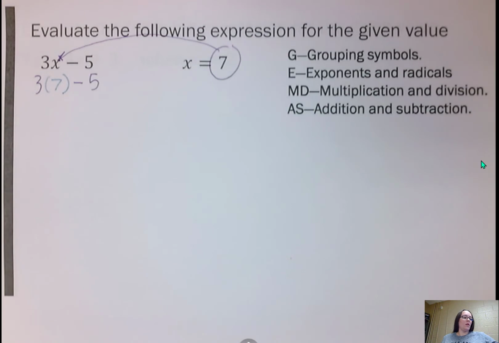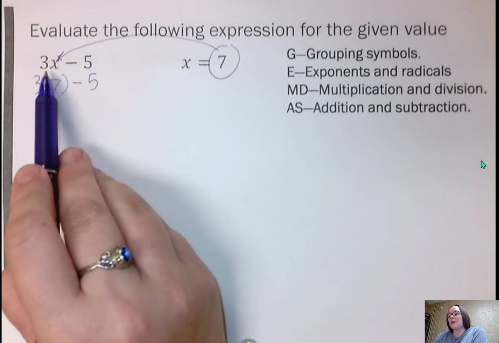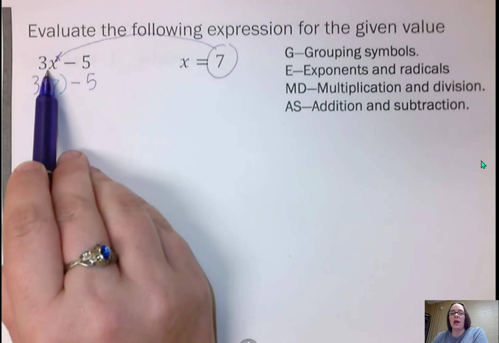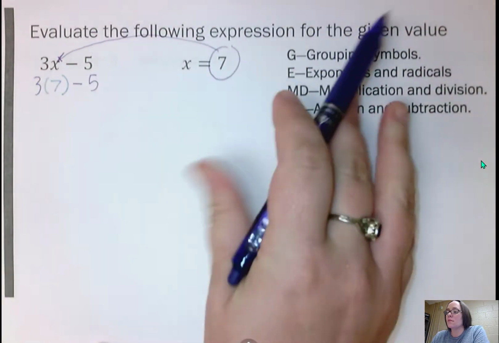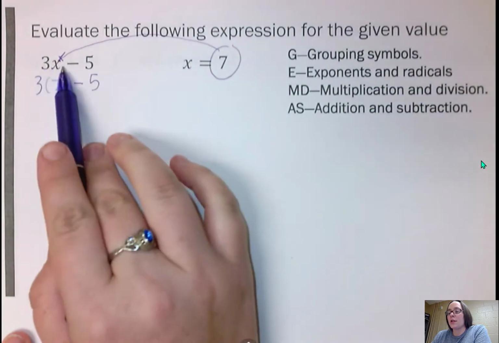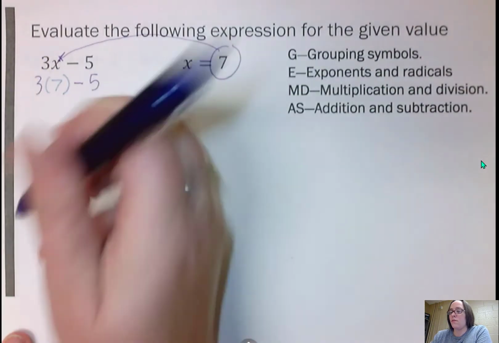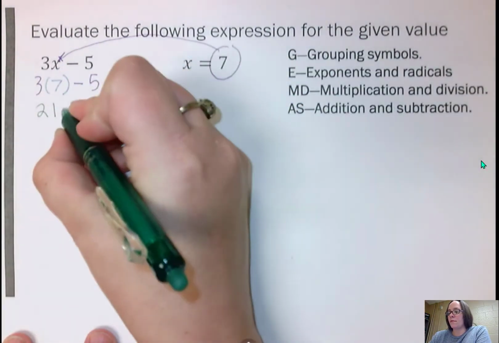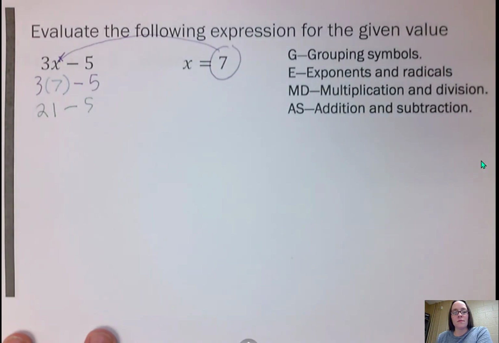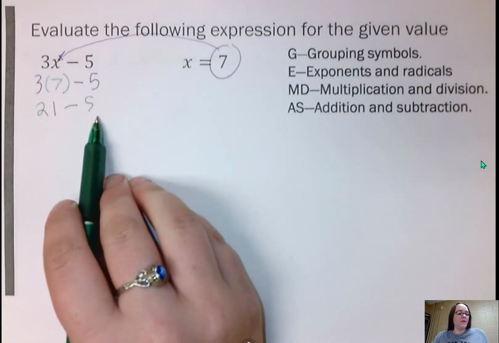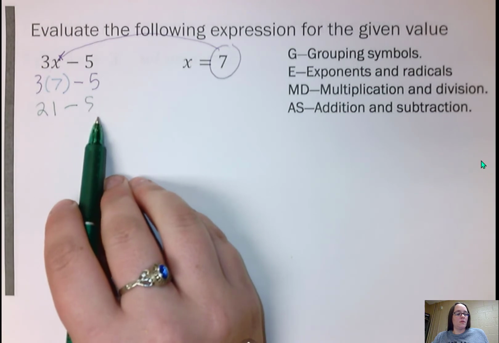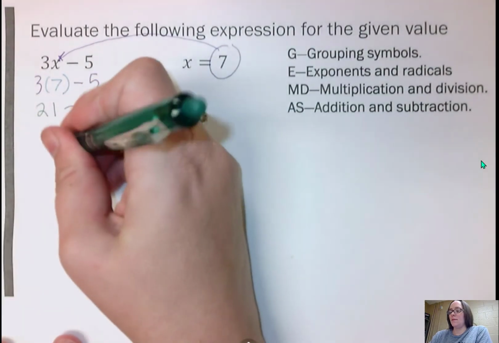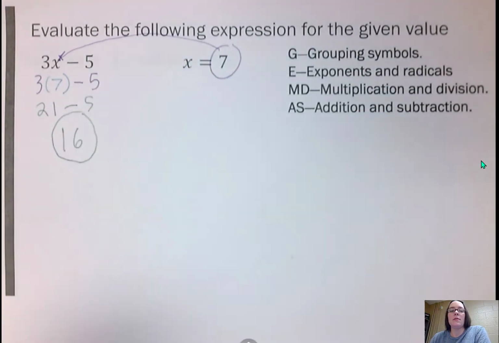Now, that 3 next to the x says it's multiplying. We don't use the little x symbol for multiply anymore. So this does not become 37, it is 3 times 7, which gives me 21. We still have the minus 5, and 21 minus 5 is 16. Always make sure you get it to the simplest form possible. All right, let's look at another one.